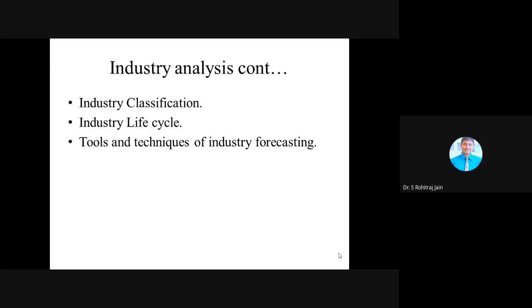So the second one is called industry life cycle. What you can see in the slide over there, the industry life cycle. All of you have studied, right? The introduction phase, the growth, the maturity and the decline, right? So every industry will have its own life cycle. So what do you mean by the pioneering or introduction stage in case of industry life cycle?